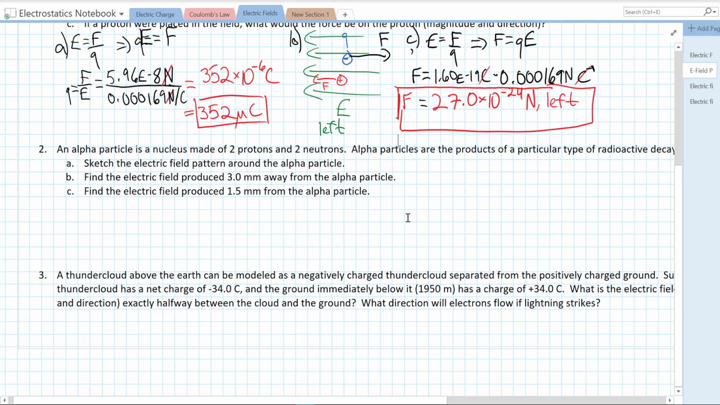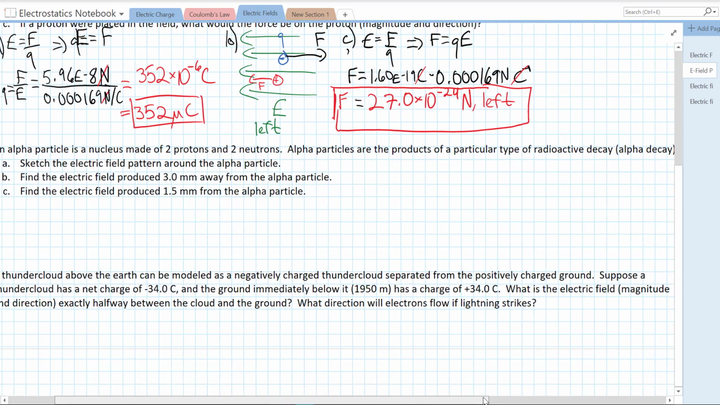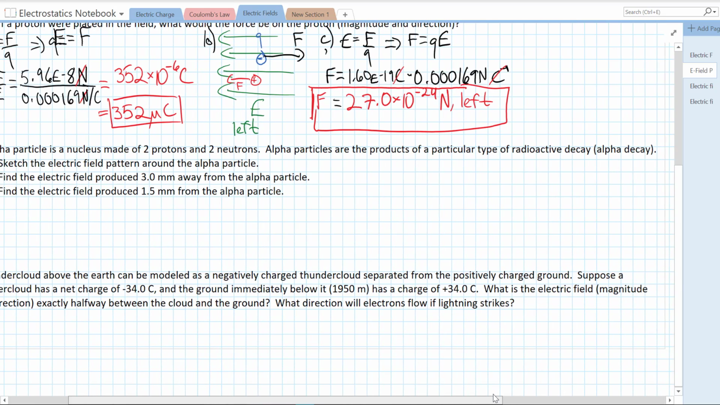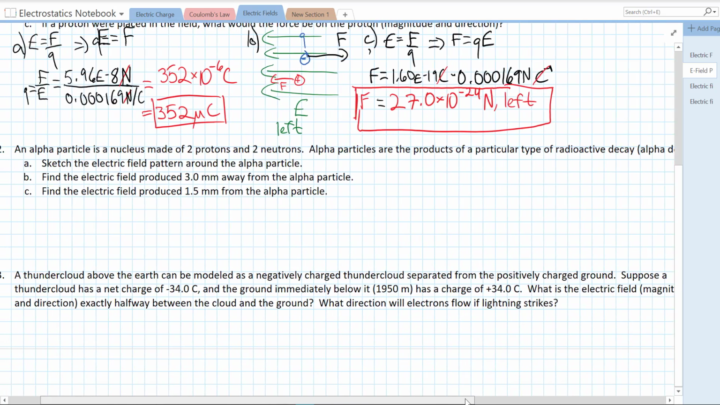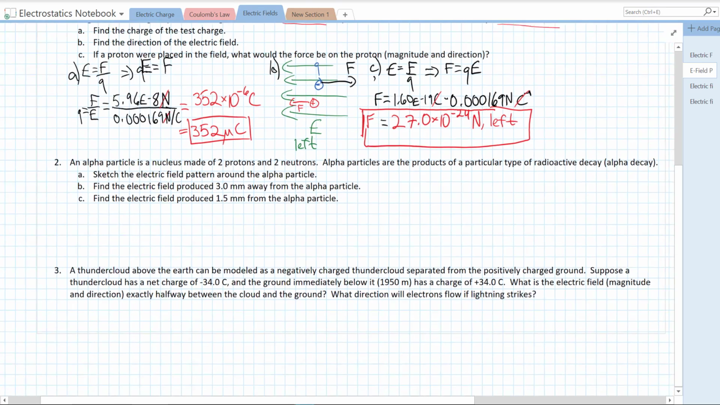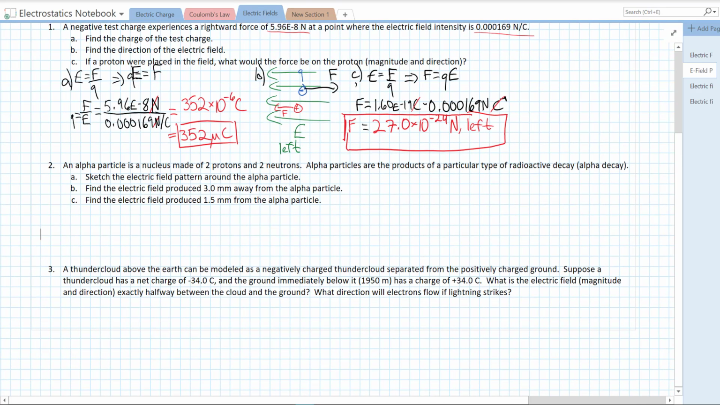An alpha particle is a nucleus made of 2 protons and 2 neutrons. Alpha particles are the products of a particular type of radioactive decay, called alpha decay. Sketch the electric field around the alpha particle. I'm going to zoom out just a little bit. Find the electric field produced 3.0 millimeters away from the alpha particle, and find the electric field produced 1.5 millimeters from the alpha particle.